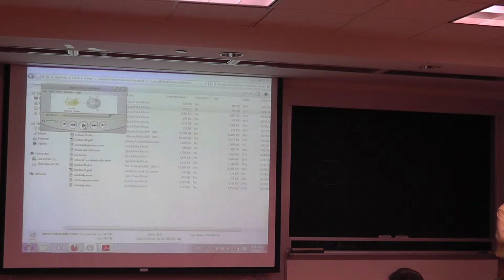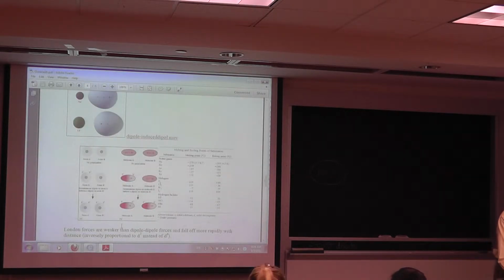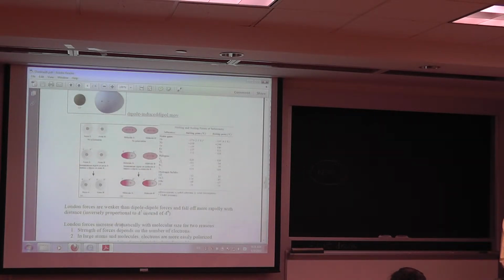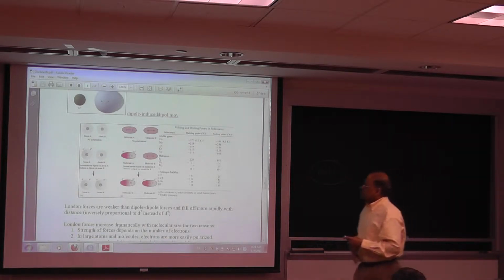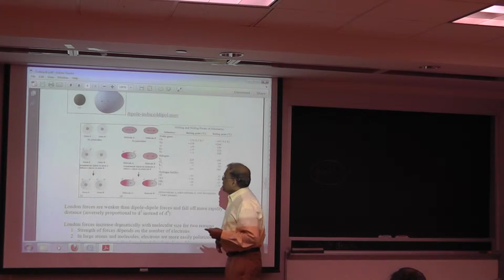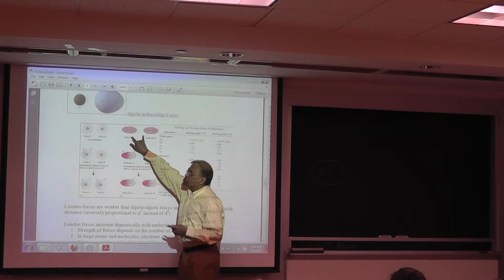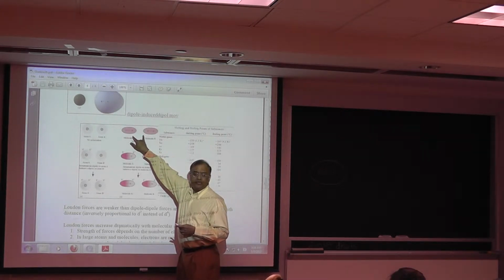was an ion-induced dipole interaction. The London dispersion forces, on the other hand, are induced dipole interactions. So let's look at two H2 molecules close to each other.